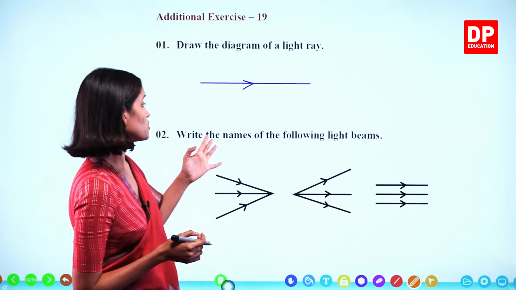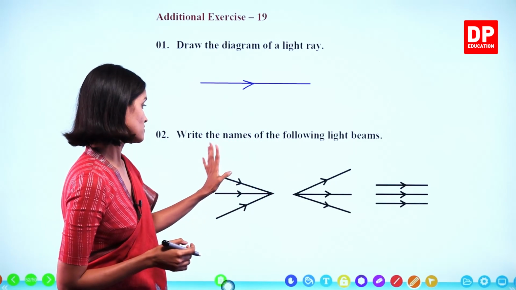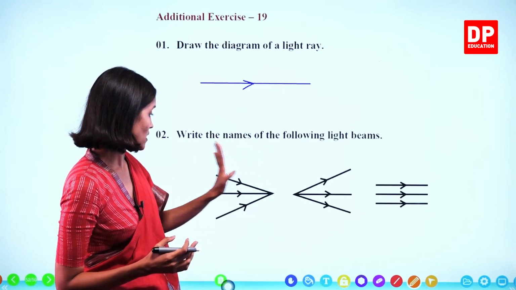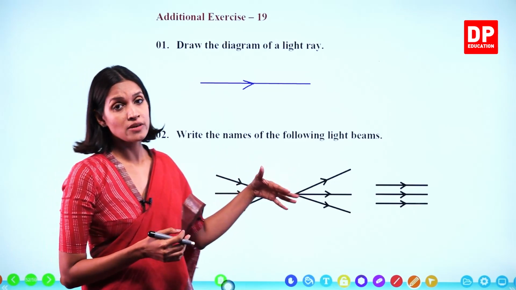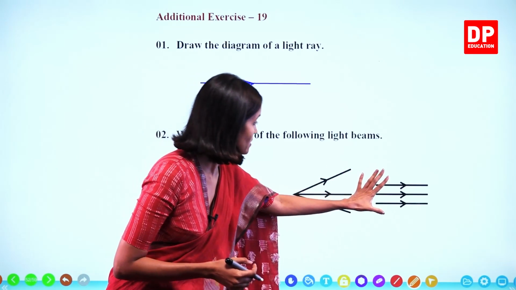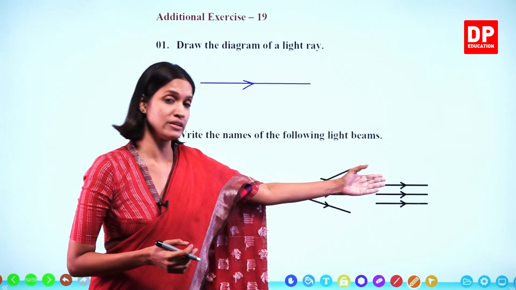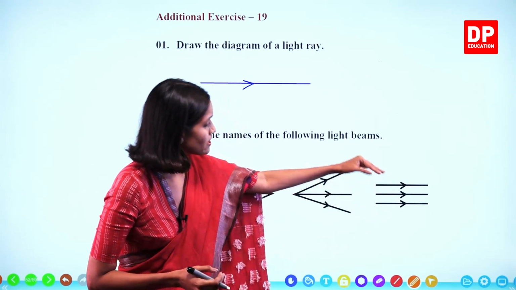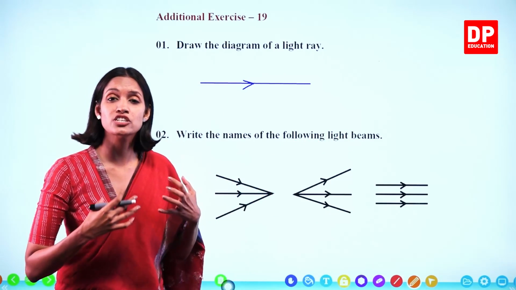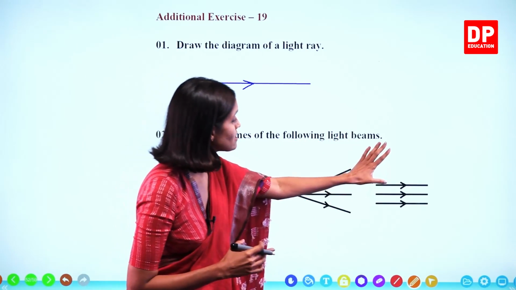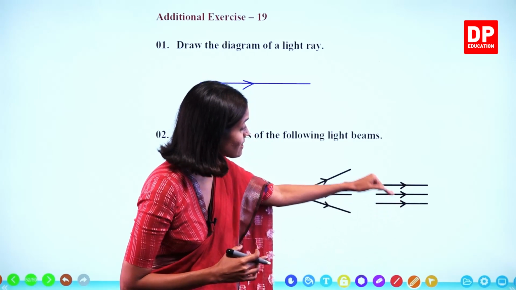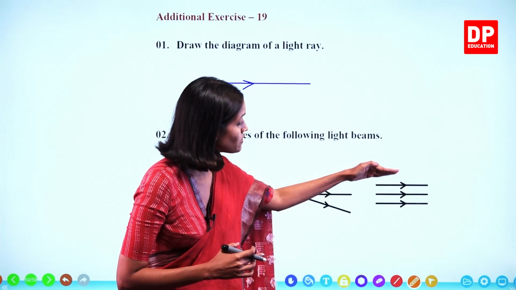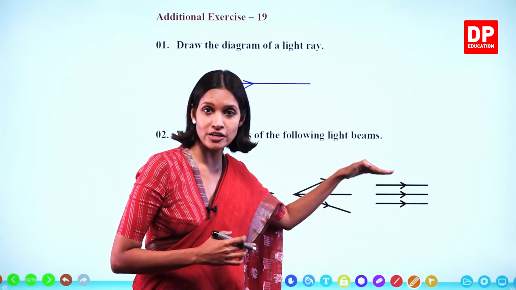Write the names of the following light beams. Now, this is for your additional knowledge. Even during the lesson, I explained you all this one, right? There are different types of light beams. Now, this is the most common type of light beam we learned even in the textbook, right? What is this light beam, children? Now, light beam is a collection of light rays. Now, when you look at this light beam, you all can see that the light rays are parallel to each other. So, this type of light beam is known as a parallel light beam.